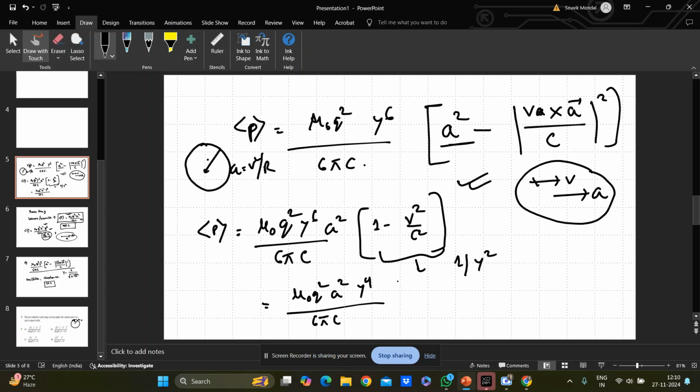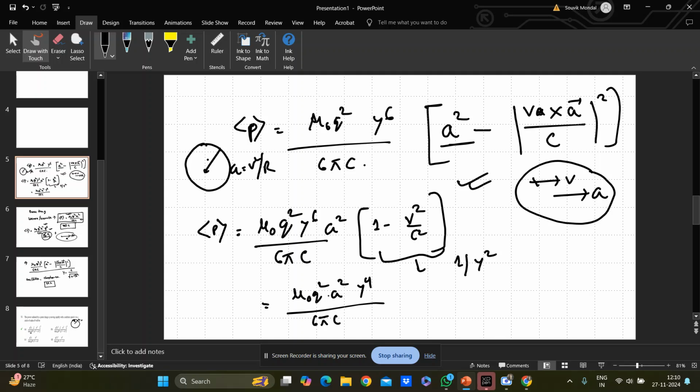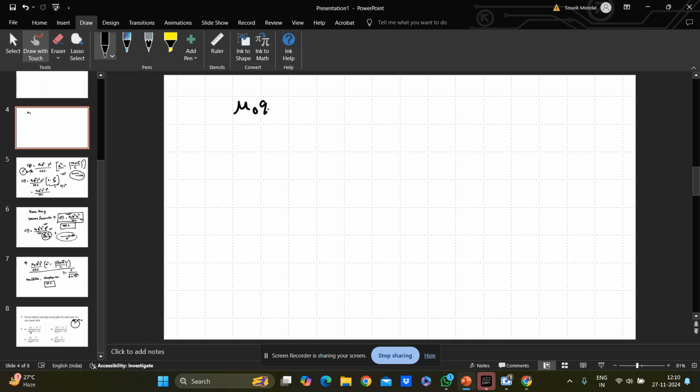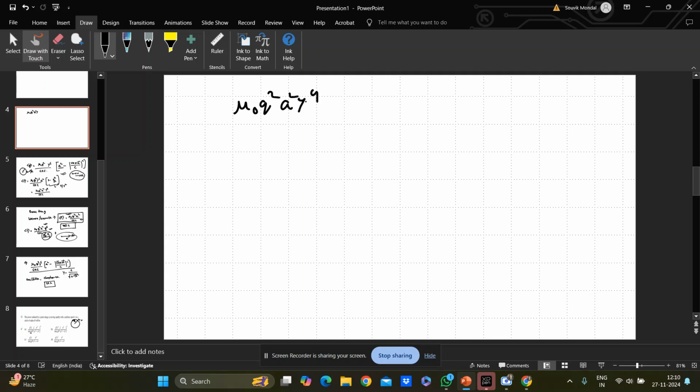So this should be your final answer, but remember your final answer will be given in terms of epsilon naught, and you also didn't put till now that a is equal to v square by r. So you have to put these things as well. So let me write again: mu naught q square a square gamma to the power 4 by 6 pi c. Okay, so multiply epsilon naught in both numerator and denominator. Now what is mu naught epsilon naught? Mu naught epsilon naught is simply 1 by c square. Okay, so 1 by 6 pi epsilon naught c cube.